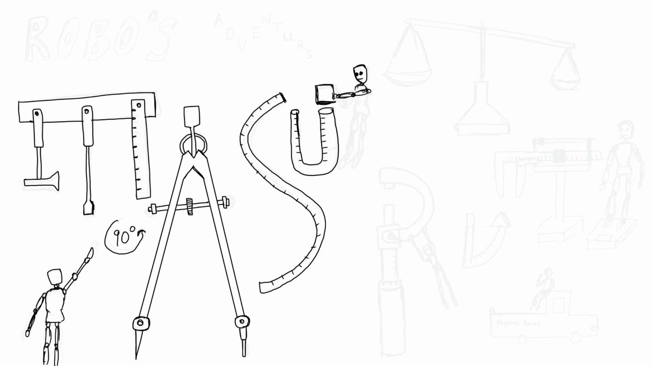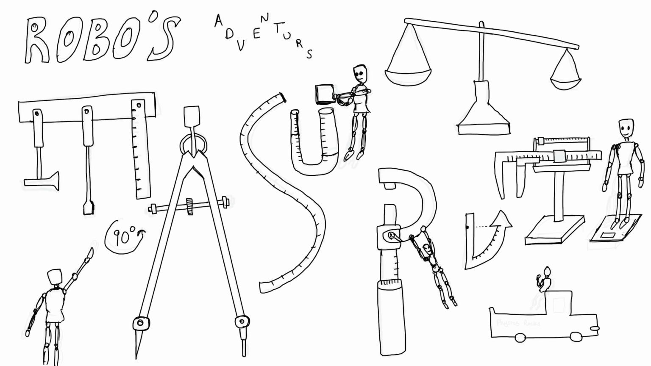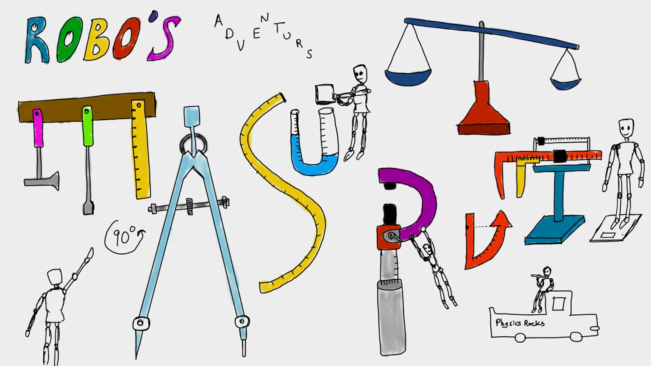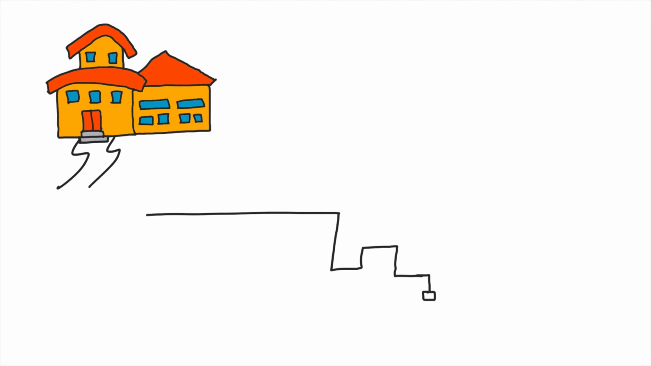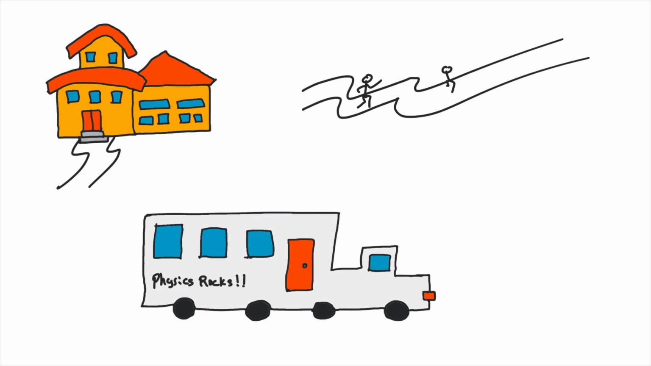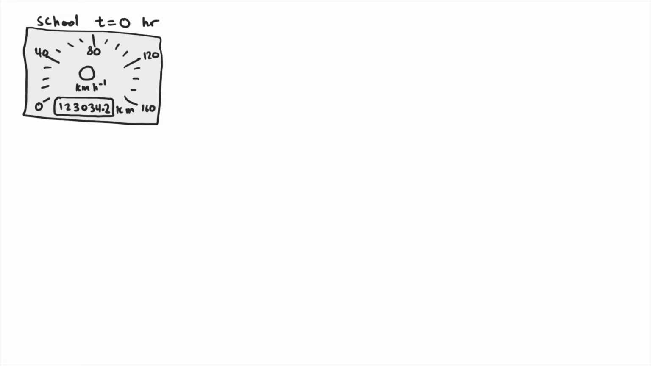Welcome to Robo's Adventures. Today Robo will be learning about one variable measurements. Today Robo and his classmates are traveling to a cross-country running practice to measure some data. For their first task, they are asked by their teacher to measure the distance they travel while they are on the physics truck, which is converted to a bus.